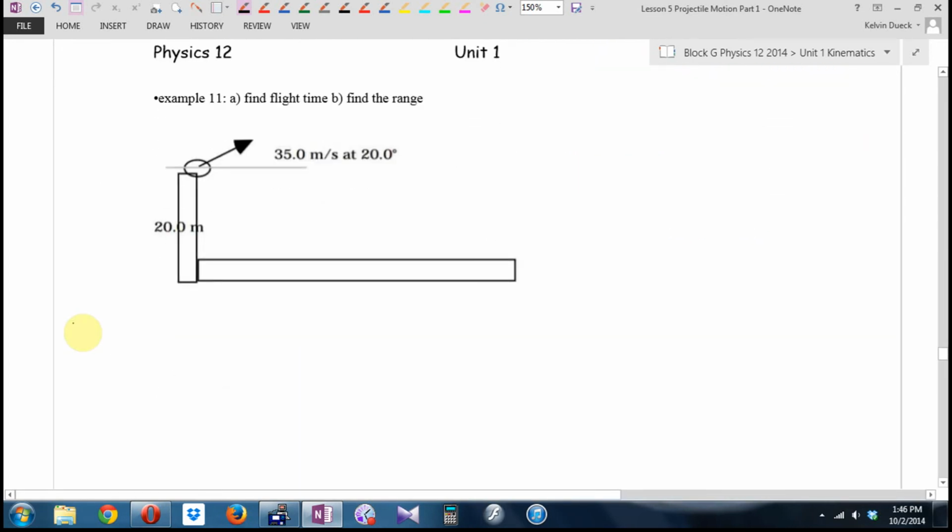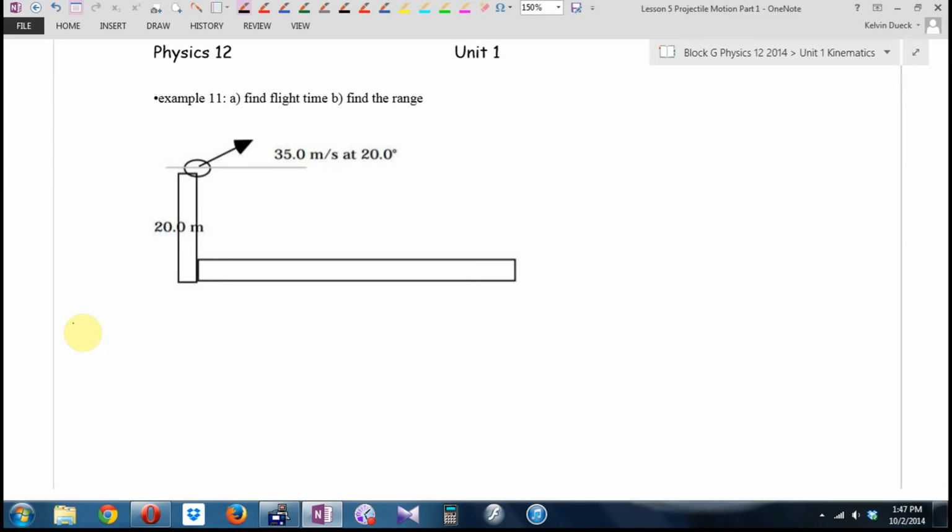Example 11. Cliff at an angle. I like example 11. Example 11 is a nice question. Cliff at an angle. All right, let's do this one together. Oh, and it wants me to find flight time and then find the range. Okay, how am I going to start?